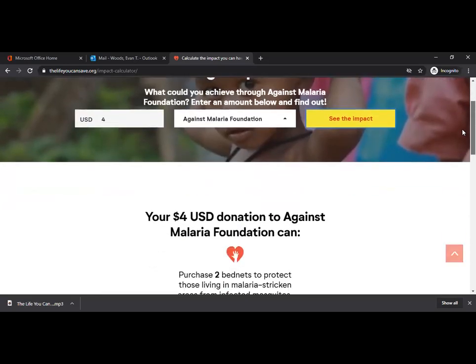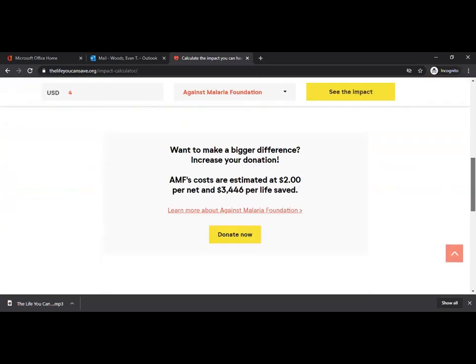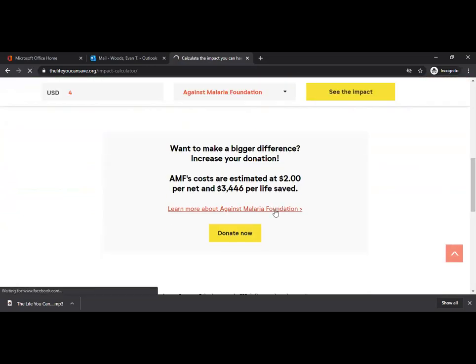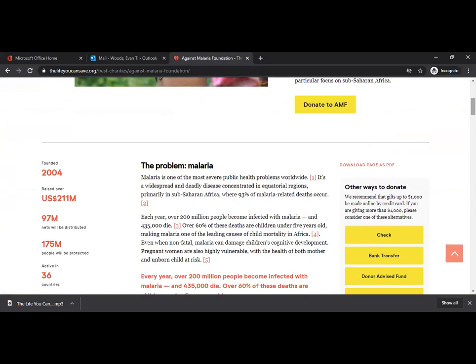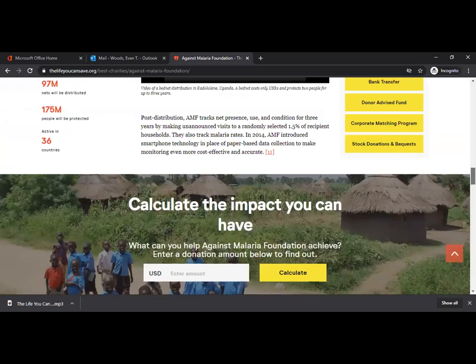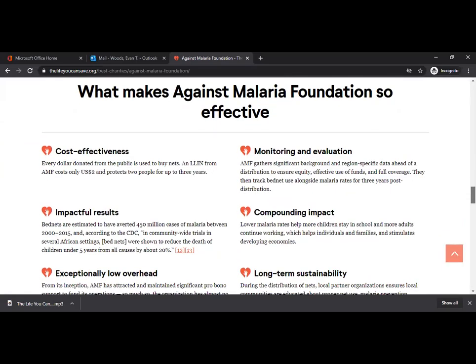Anyway, folks can get on here and look around if they want. There's some interesting stuff. One thing people were pushing in the discussion boards is, I don't know where the money goes. How do you know that it's being used effectively? Well, here, Against Malaria Foundation, what makes it so effective? Cost effectiveness. Every dollar donated from the public is used to buy nets.